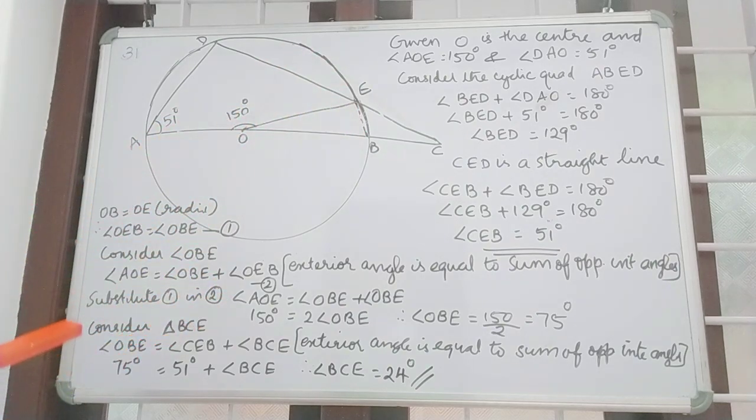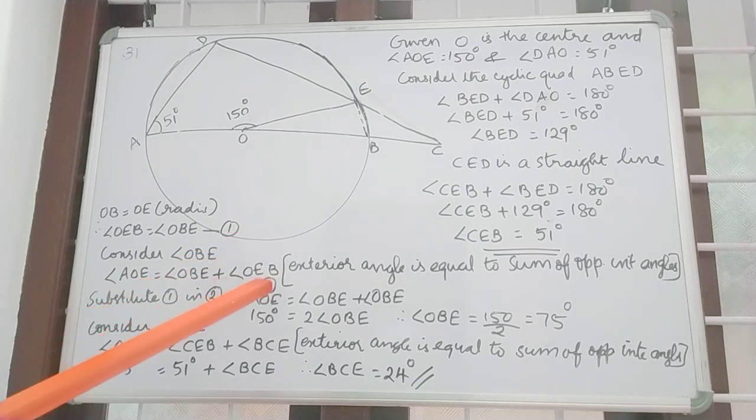We have from equation number 1, OEB is equal to angle OBE. So AOE we have, it is 150 degree. Then instead of OEB, we can write it as OBE itself. So 150 is equal to OBE plus, from equation number 1, OEB we can write as OBE. Once again, since the two radii are equal, the opposite angles will be equal. So OEB is equal to OBE. Mark it as equation number 1.